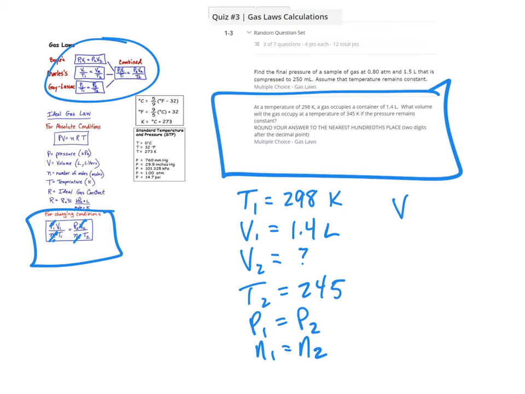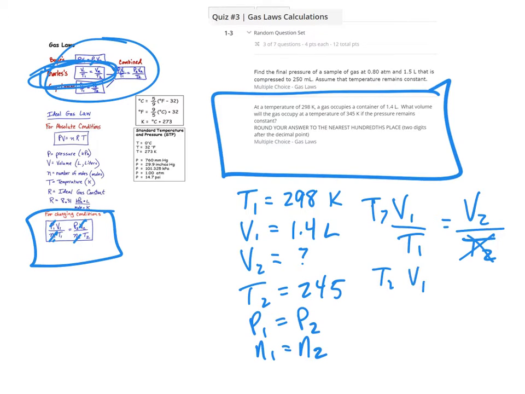So now my equation becomes V1 over T1 equals V2 over T2. Because the N's crossed out and the P's crossed out, I'm now talking about Charles' law. I want to solve for V2. Doing algebra on the fly, I'm going to take the T2 down there and move it up there. So now I have T2 times V1 divided by T1 equals V2, my question mark.